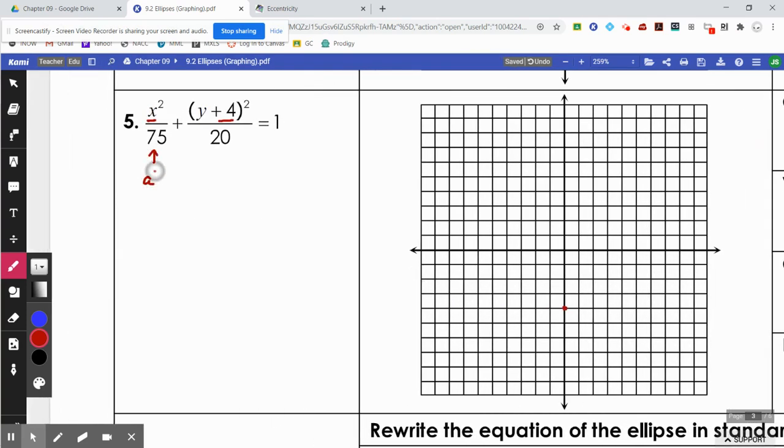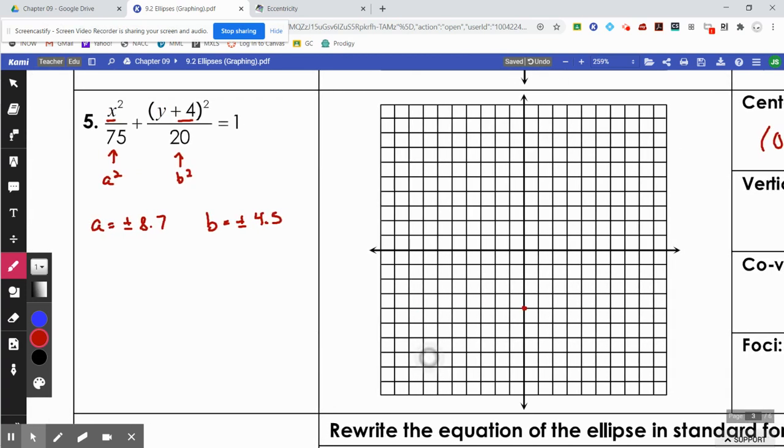Next up, identify your a squared and b squared. Here would be your a squared, the larger number, and b squared would be 20. So therefore, a is going to be plus and minus the square root of 75, which is about 8.7. And your b, since b squared is 20, your b is going to be plus and minus about 4.5, which is the square root of 20.